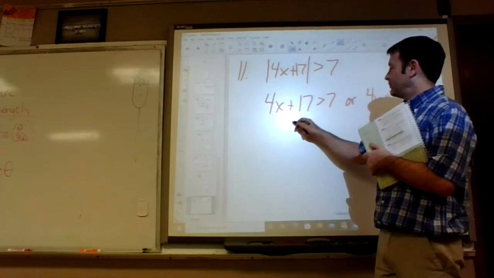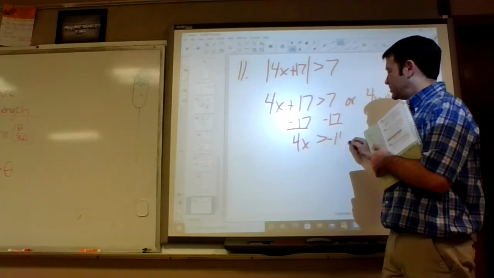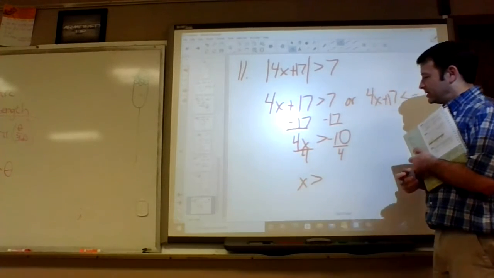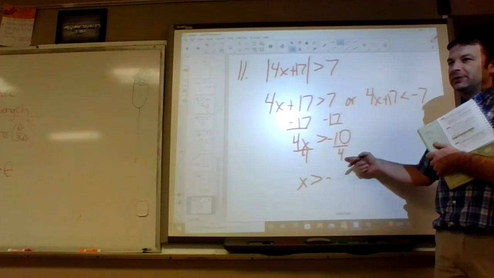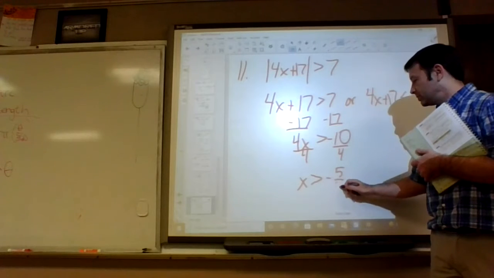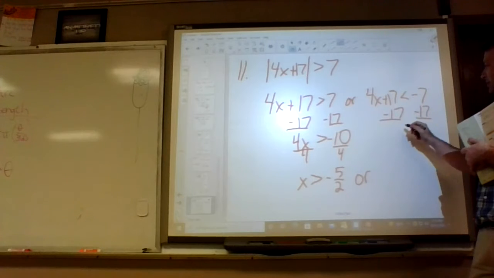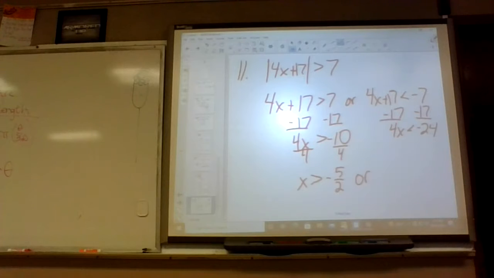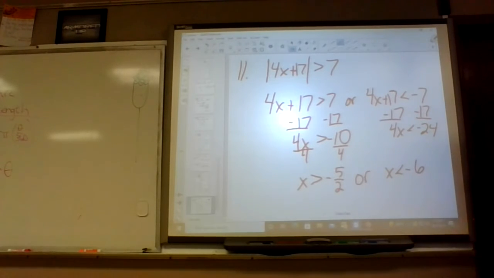Okay, so 7 minus 17 is negative 10. Uh-oh, what's negative 10 divided by 4? 10 over 4, what's that reduced to? 5 over 2. Can you guys do negative 7 minus 17 in your head? Negative 24. Divided by 4. Negative 6.